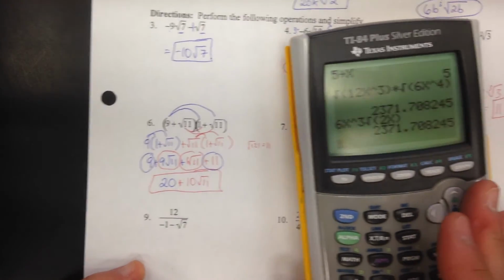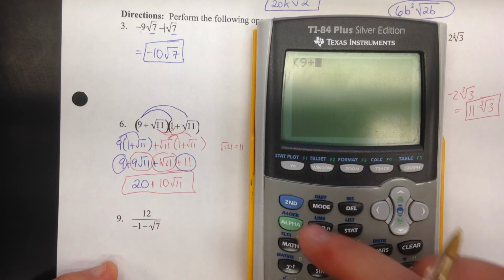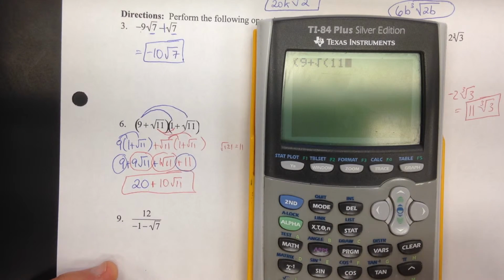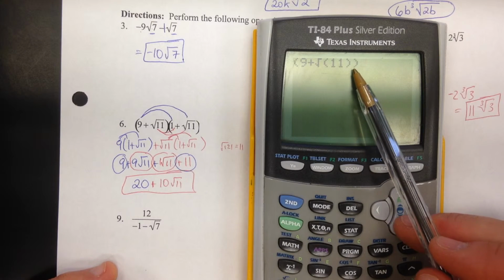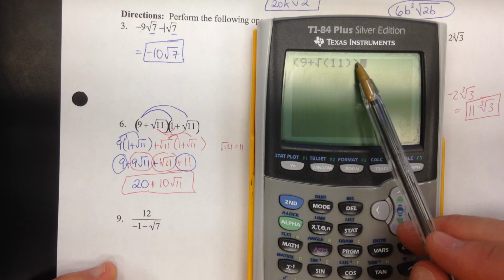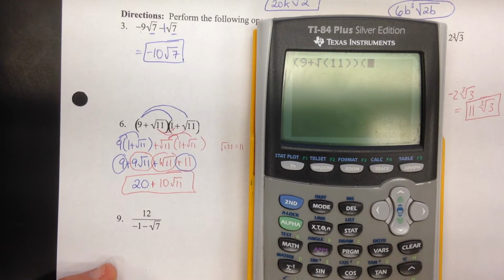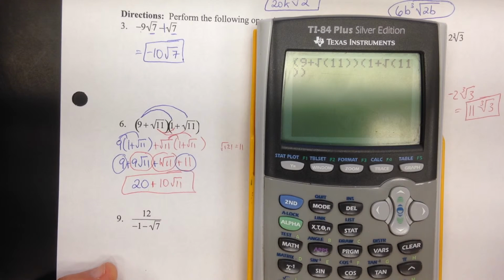Now let's see, did I do it right? Well, take the original problem, 9 plus square root 11. Notice that I did a double closing of parentheses. The first one closes the square root of 11. The second one closes the whole thing, which I need. Times parentheses 1 plus square root 11. Double close. Now I'm going to get some decimal, 53.16, I mean 17.